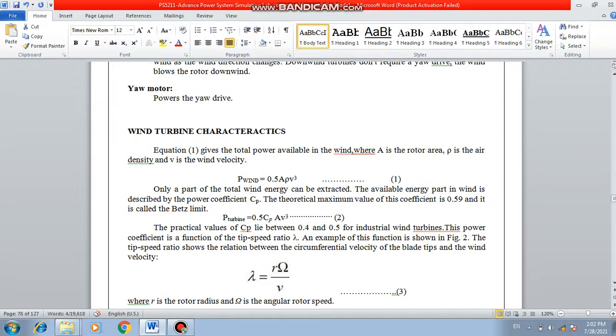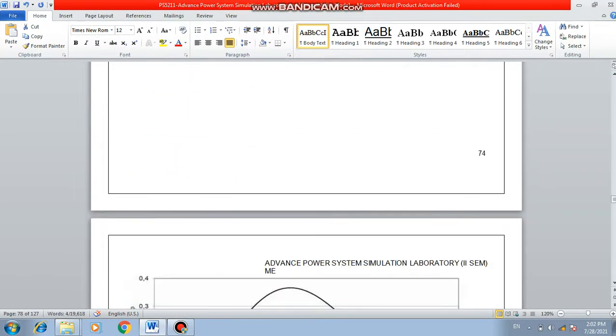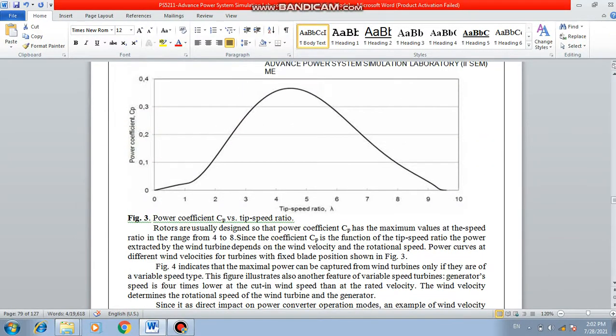After that, the characteristics have been explained. This is the characteristic between tip speed ratio and power coefficient. The tip speed ratio has been drawn on the x-axis, and power coefficient on the y-axis. The tip speed ratio lambda varies from 0 to about 10, and for every value the power coefficient has been calculated and plotted, and the curve has been plotted as shown in the figure.